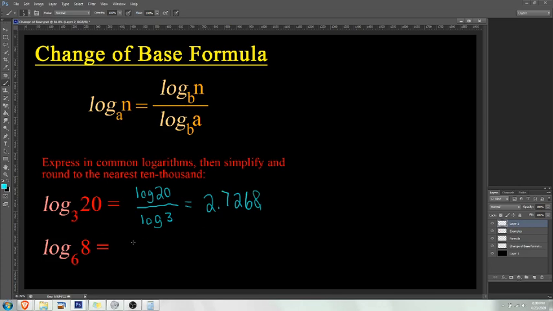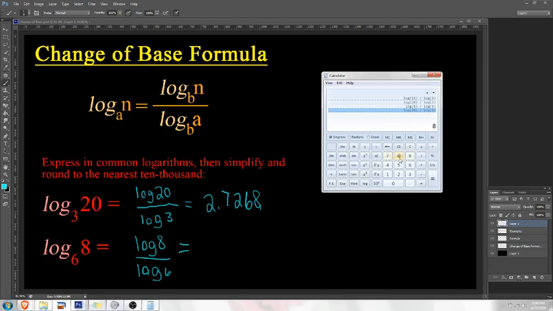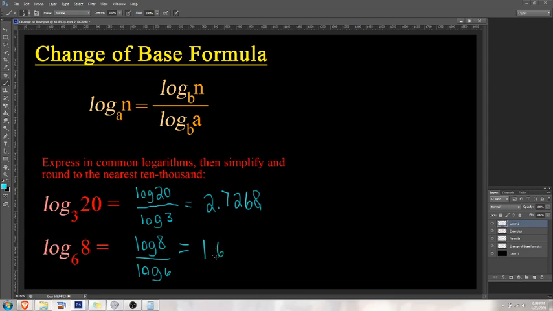This one's going to be just as easy. On the top we've got log 8 because that's the argument. On the bottom we've got log 6 because that's the base. Just remember, your base is on the bottom. Then we'll just plug it into the calculator. Log 8 divided by log 6 equals 1.1605. But remember, we round 5s up, so it's 1.1606, and there's your answer.